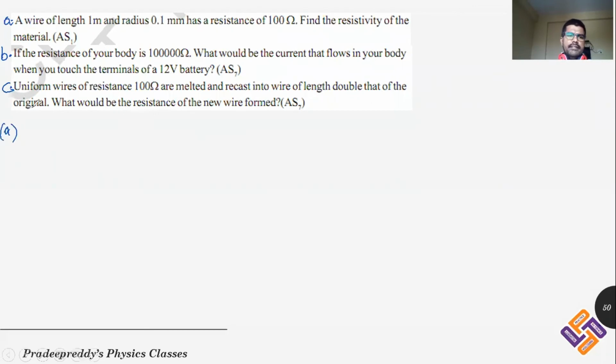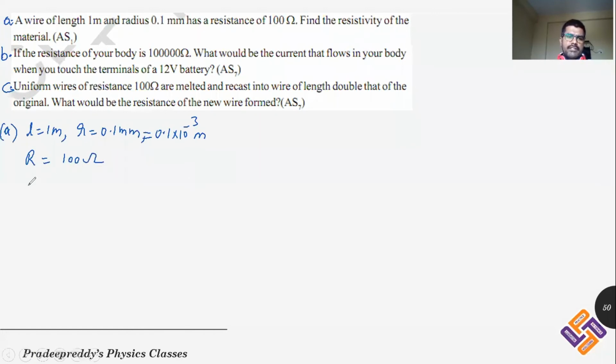A wire of length 1 meter, L is given as 1 meter, and a radius R is equal to 0.1 millimeter. 0.1 millimeter can be written as 0.1 into 10 power minus 3 meter. You just convert it into meter. Now L is 1 meter, R is 0.1 millimeter, has a resistance capital R is equal to 100 ohm. Find the resistivity of the material.